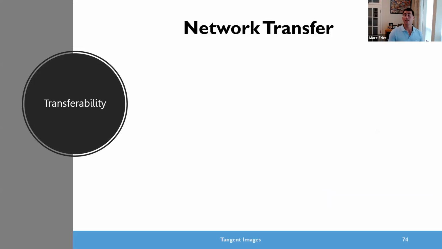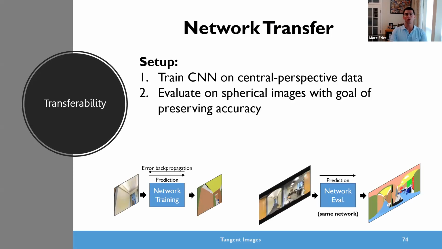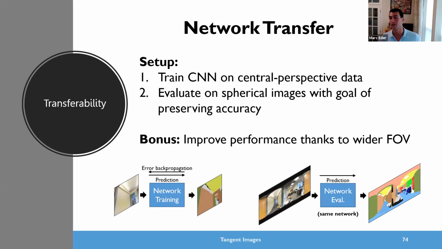So we also looked at network transfer, because remember we talked about transferability as one of the key tenets that we need to achieve. For this, we trained a network on central perspective data, and then we evaluated it on spherical data. So there was no spherical data in the training process. The idea here is we want to see our network preserve the performance between the representations. So let's say we take an off-the-shelf network that has 60% accuracy on central perspective images, and then apply it to spherical images; we wanted to get at least 60% accuracy on the spherical data as well. In theory, however, the extra field of view of a spherical image should provide additional content and context for the network. So ideally, we should actually see improved performance when we apply our network to spherical images.